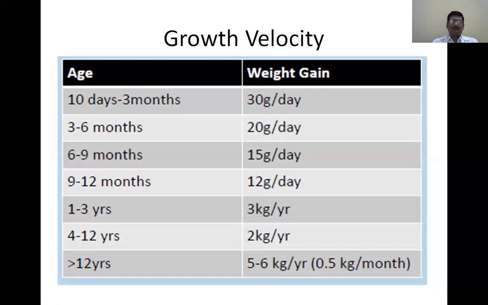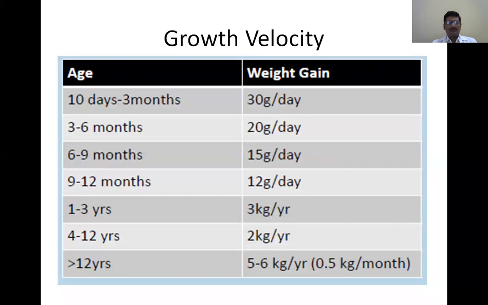Between the 6th to 9th month, it will be about 15 grams per day. And between the 9th to 12th month, it will be about 12 grams per day. Thereafter, it gets a little lower. So between 1 to 3 years, it will be about 3 kgs per year. And between 4 to 12 years, it will be 2 kg per year.